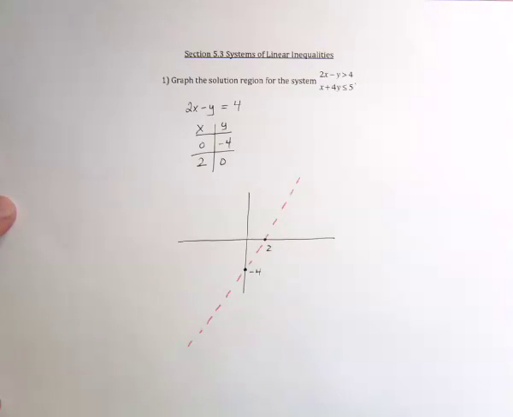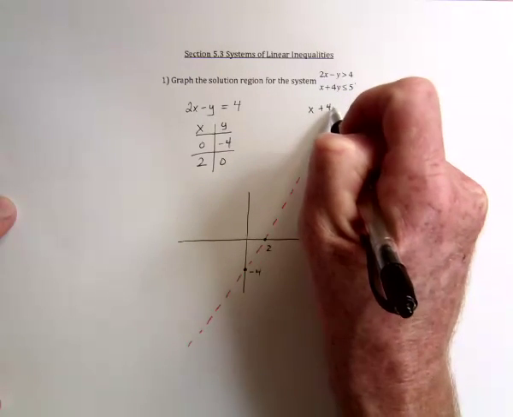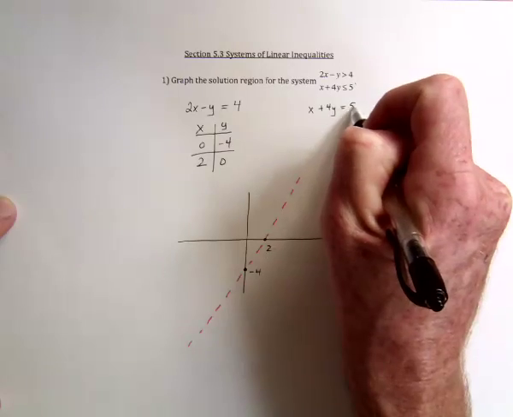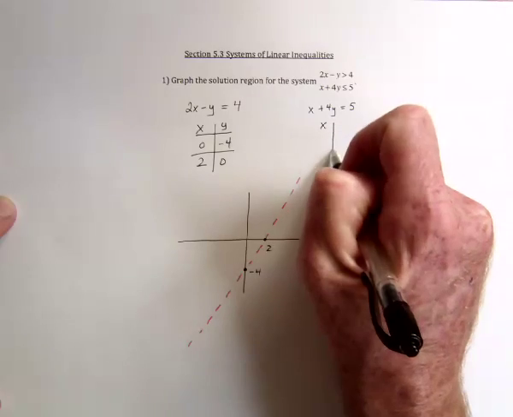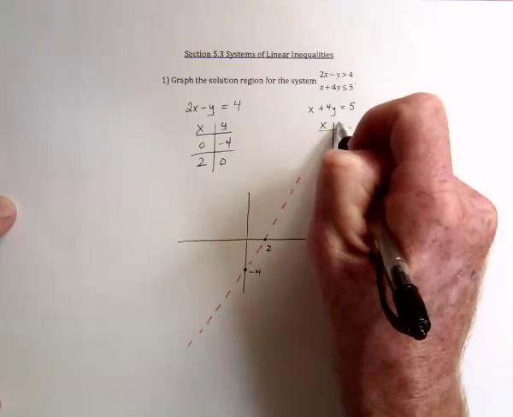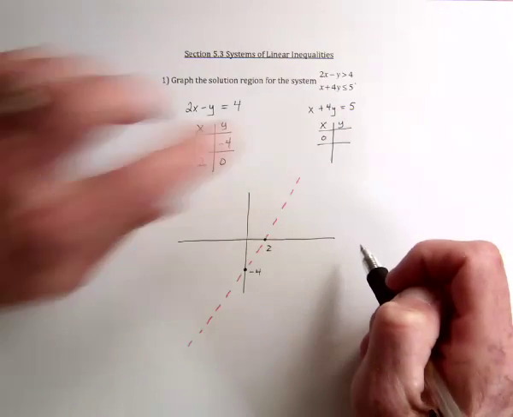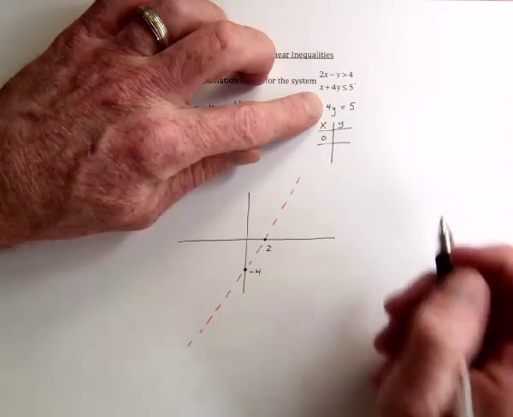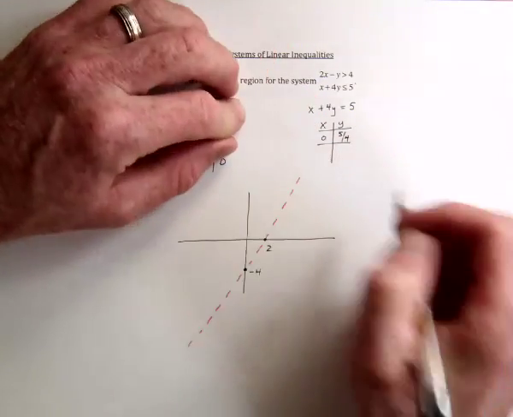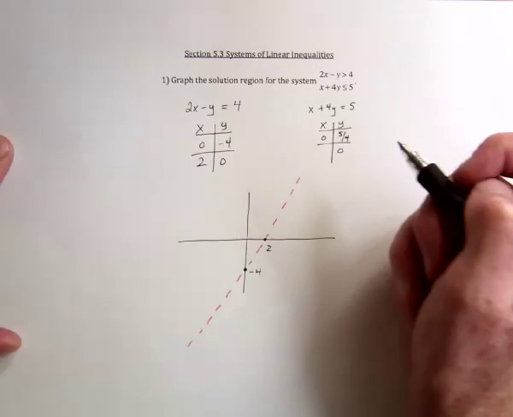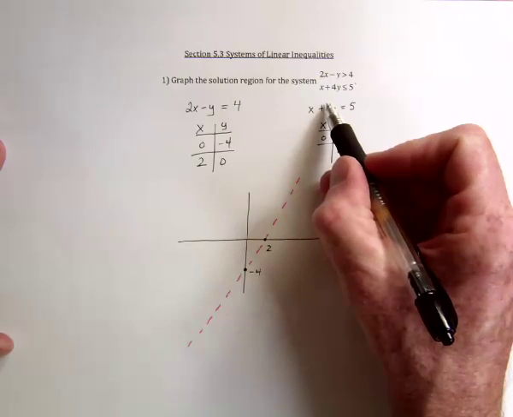Alright, for the next part, we graph this line. So x plus 4y, and again set it equal instead of an inequality for a moment, just to make a table of values. And again, have x equal to 0 and y is equal to 5/4 or 1 1/4. And when y is equal to 0, this middle term would be gone, x would equal 5.